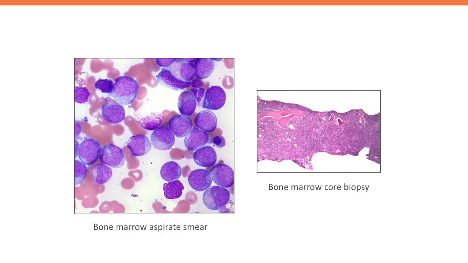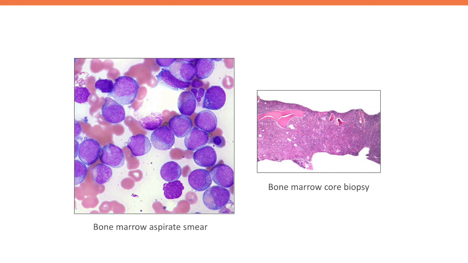Here is an example of what acute myeloid leukemia looks like on a bone marrow aspirate smear. That's the wet part of the bone marrow that you aspirate out. And you can see there is a proliferation of clonal cells that are large in size compared to a red blood cell with high nuclear to cytoplasmic ratios and smooth chromatin in the nucleus.